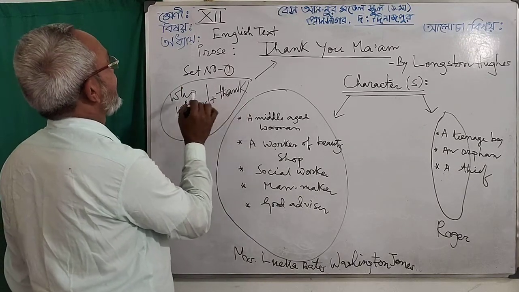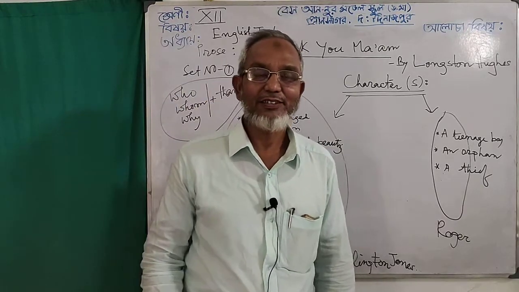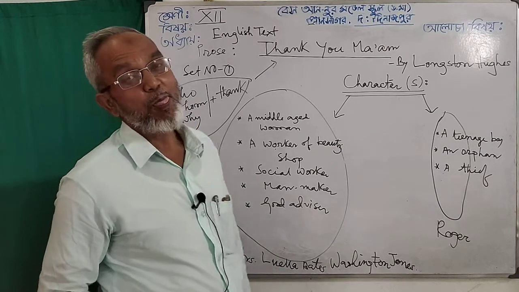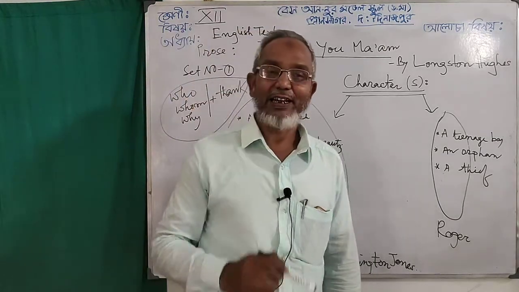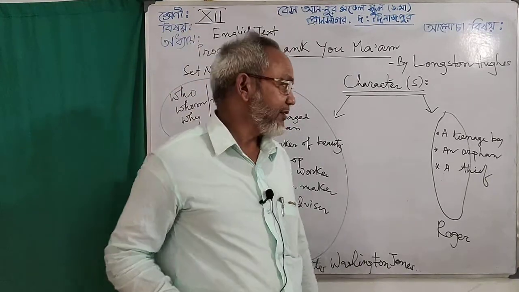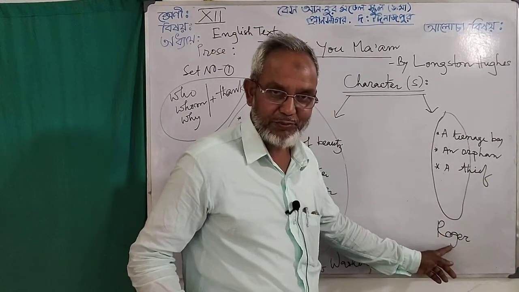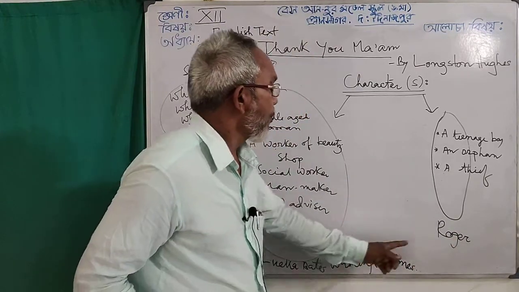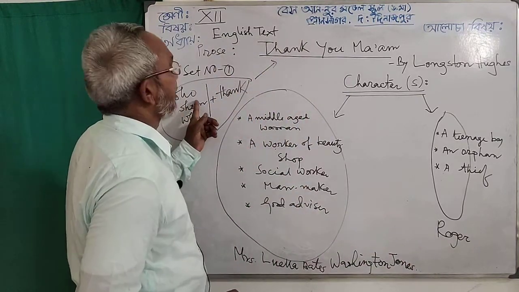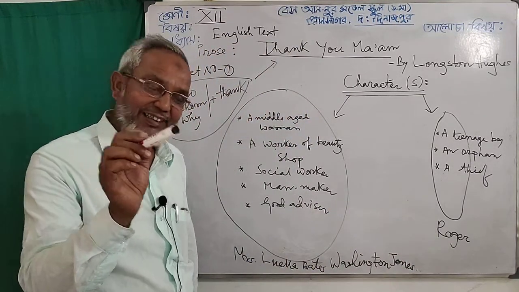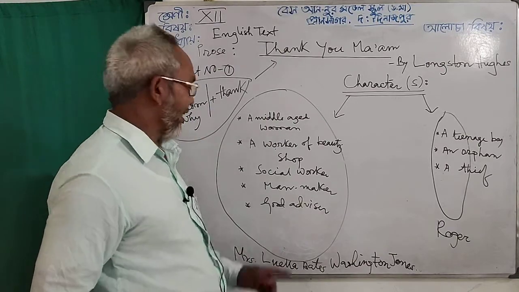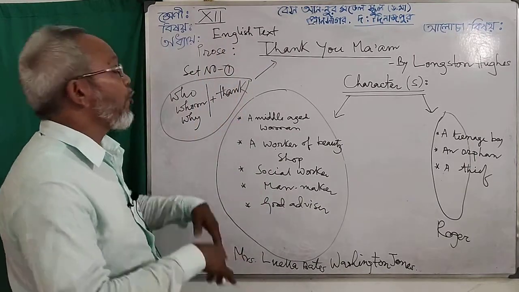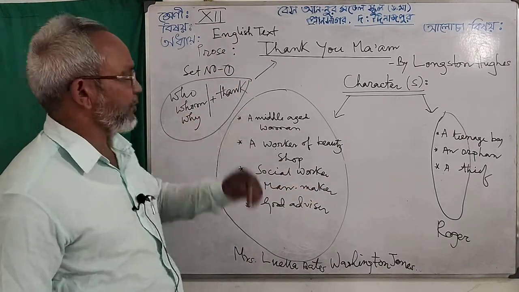Who thanks? One person thanks. The answer: we find a female character, that is Roger. Next we discuss the analysis of the character. Who thanks? Roger thanks. Whom does he thank? He thanks Mrs. Bess Washington Jones. Why?